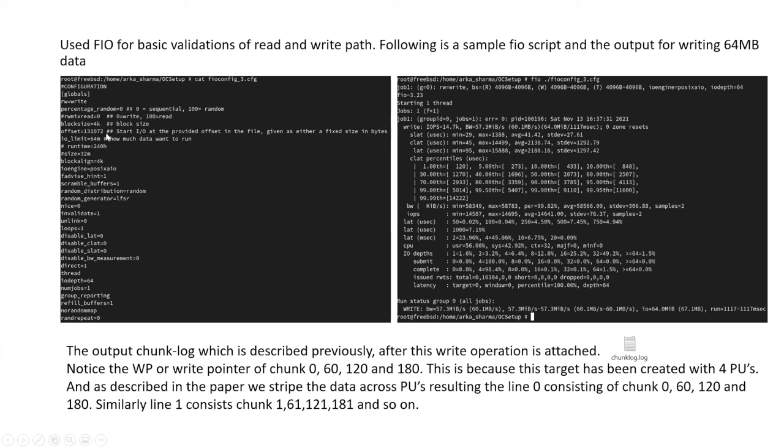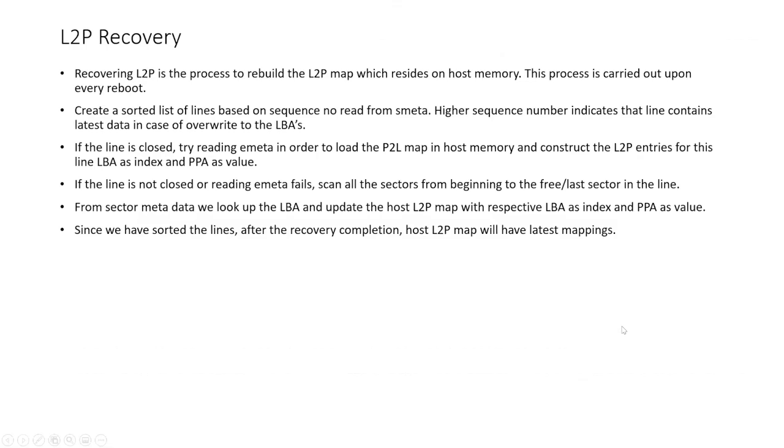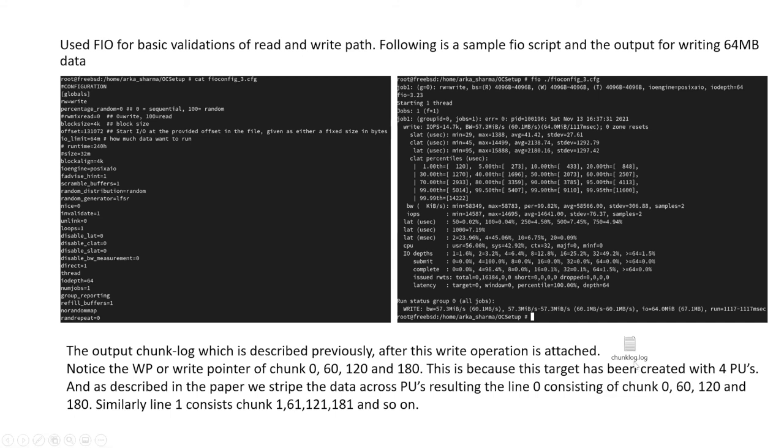And this 64 MB data, once it is written to the OCSSD NAND, obviously it will affect the chunk log information that we have seen earlier. So I have attached the chunk log here. So if you see what happens after running 64 MB data, you can see how this chunk number 060, 120, and 180 change, because that is what forms the line zero, right? And the line one consists of 161, 121, and so on.